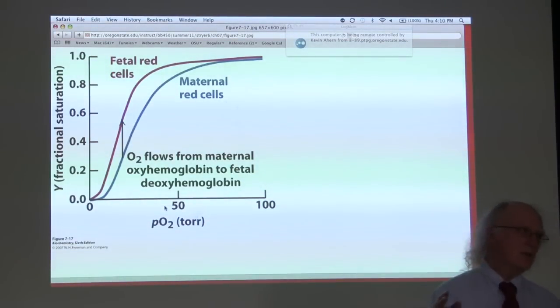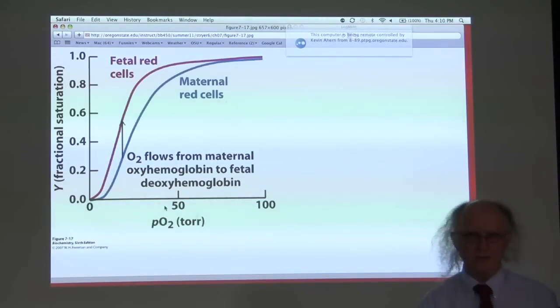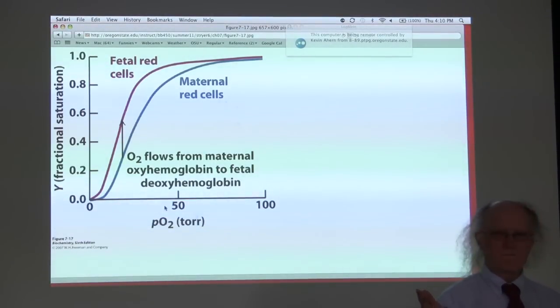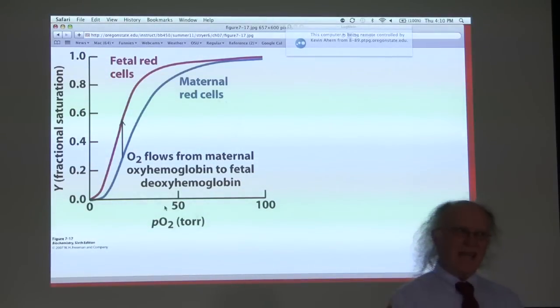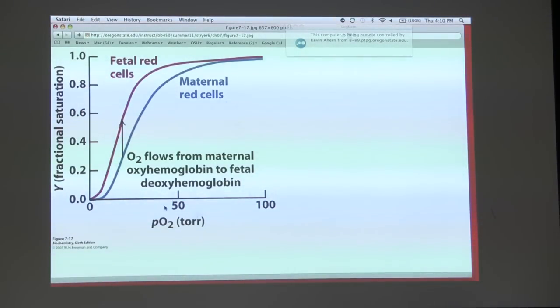Fetal hemoglobin replaces the beta subunits with gamma subunits. Again, they're very similar, but they're not identical. So fetal hemoglobin has 2 alpha and 2 gamma subunits instead of 2 alpha and 2 beta subunits. Now, the gammas are different enough that that little donut hole in the middle won't accommodate 2,3-BPG. As a consequence, fetal hemoglobin remains in the R state. It doesn't flip back to the T state very easily at all.